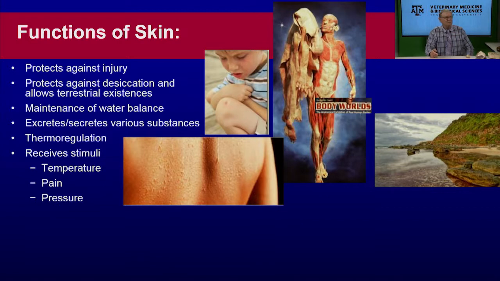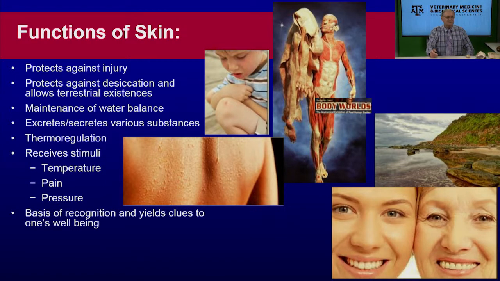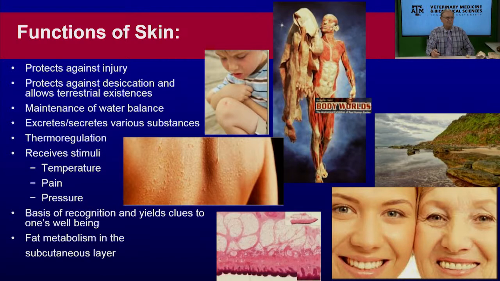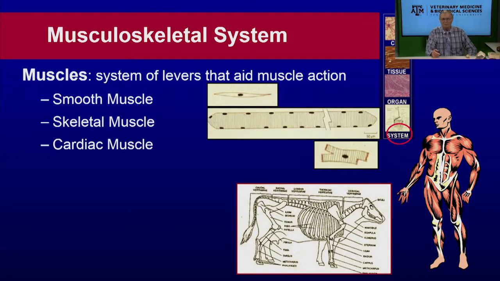Also, temperature regulation, pressure. It also gives us clues about one individual. It doesn't take much effort to realize which one of these ladies is a mother and which one is a daughter. It tells clues about one's well-being. It also has fat in the subcutaneous layer. That's the white that we see. That's the energy stores for us to use whenever we're in between food.